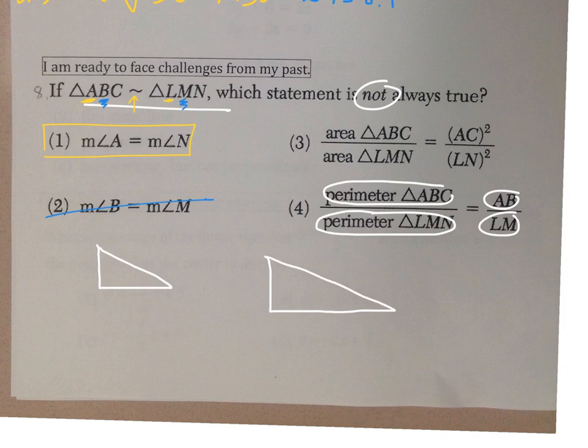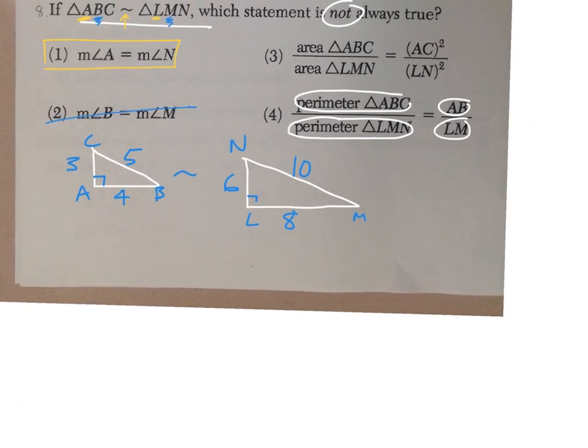I'm just going to draw an example of two similar triangles. We'll call this one ABC. We'll call this other one LMN. If I made them right triangles, it'd be very easy to calculate their areas. I can make up some numbers here. Let's go with this one being 3, 4, and 5, and this one here being 6, 8, and 10. Well, that makes them similar to each other. Now let's actually see if 3 and 4 are actually true.